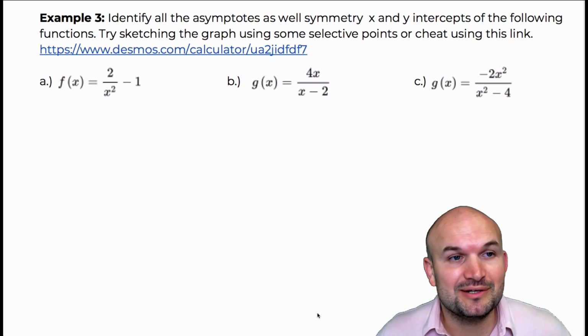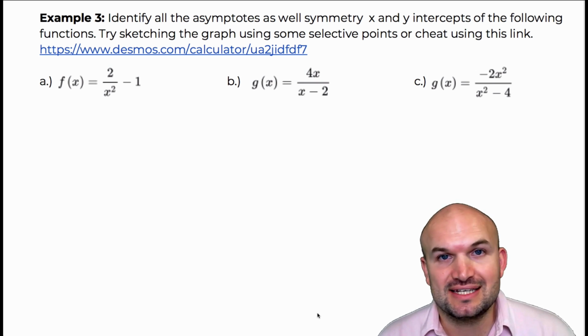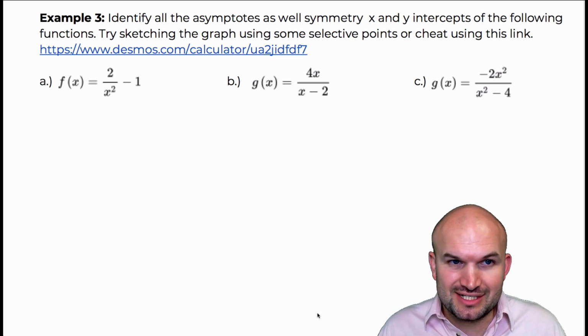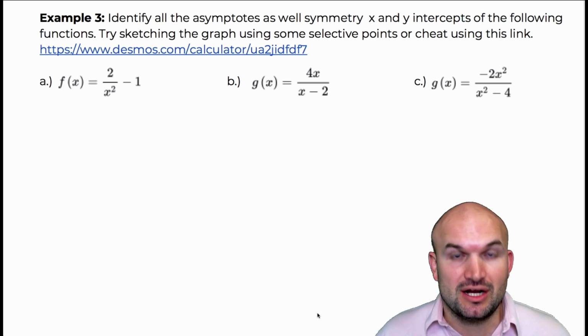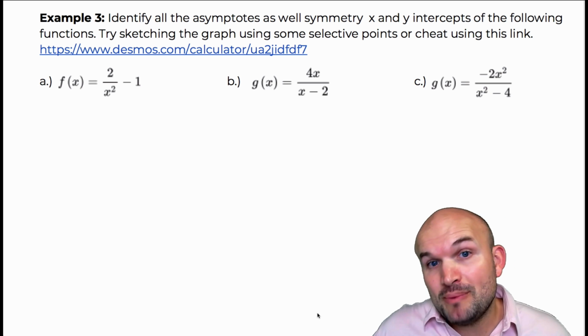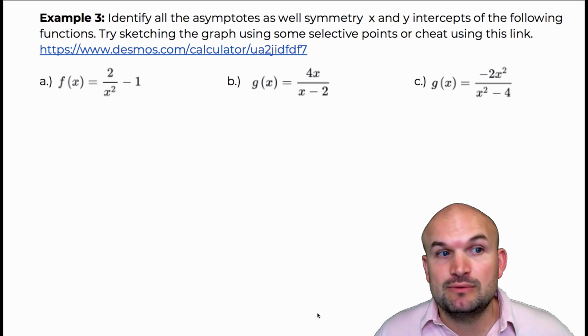All right, so welcome. In the last one, let's get into example number 3 for this lesson on graphing rational functions. And so in this one, what we're going to do is work on just identifying the asymptotes again. So now that we've talked about the vertical, the horizontal, and the oblique asymptotes, we're going to go back and circle back to talking about how to identify symmetry as well as the X and Y intercepts.